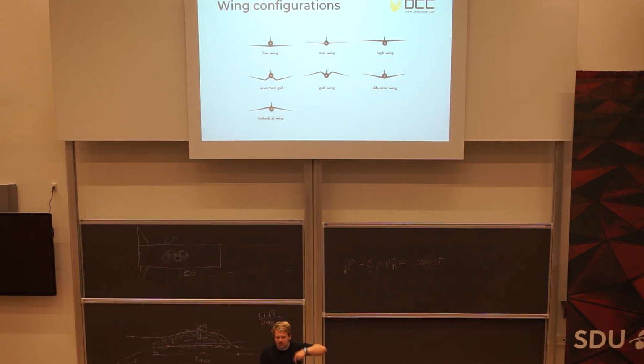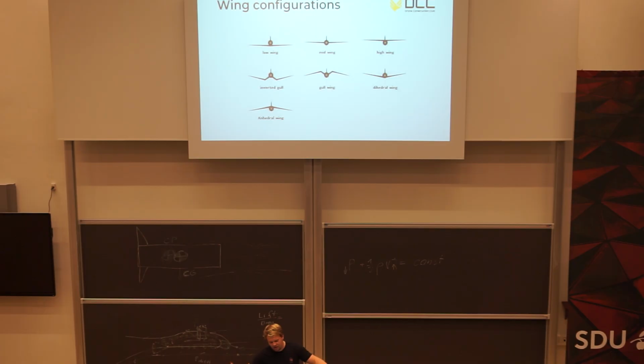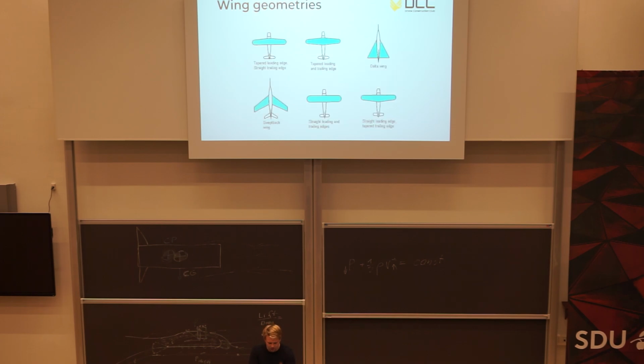Different wing configurations, you can have low wing, mid wing, high wing, inverted wing, gull wing, dihedral wing, anhedral wing. We will talk about this a bit later because the wing configurations do change your characteristics in flight. But I think for the filming people, different wing geometries, you can make all of them work.